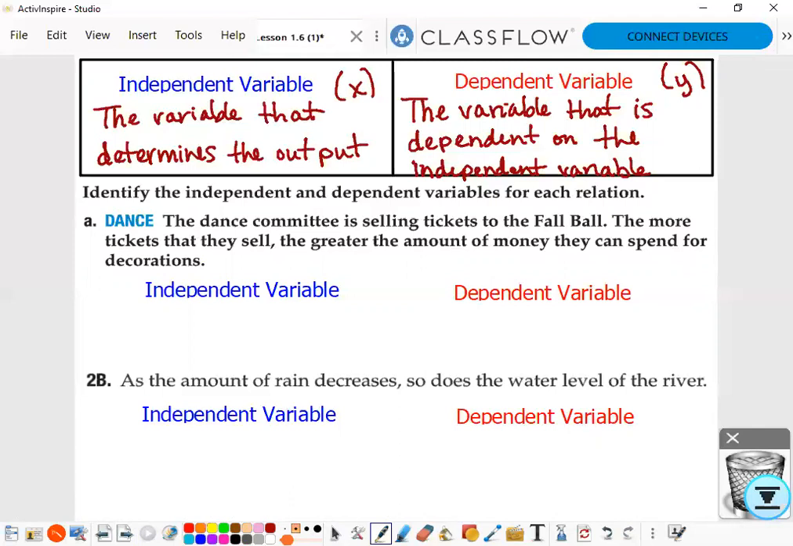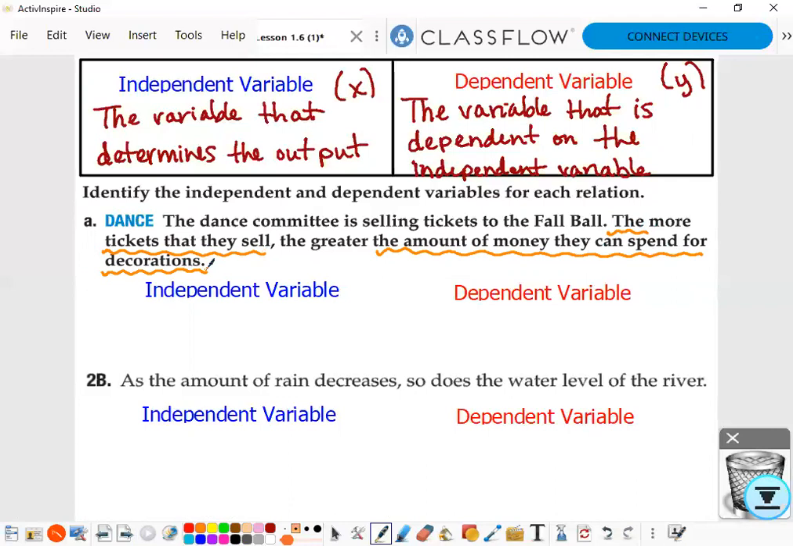If I look at this again, the dance committee is selling tickets to the fall ball. Okay, that's kind of just setting up the scenario. Then it says the more tickets that they sell, the greater the amount of money they can spend on decorations. So first thing we're dealing with is the amount of tickets that they sell. And then the second thing is the amount of money they can spend on decorations. Those are really the two things we're dealing with. How many tickets do we sell? How much money do we have for decorations? So those are our two variables.